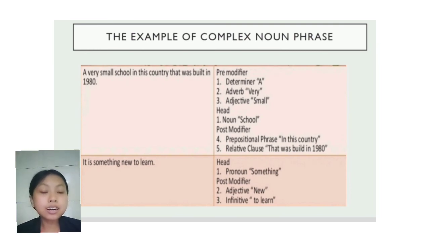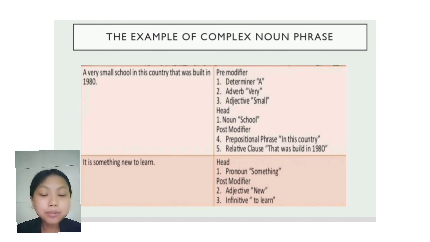And for the next part, here are some examples of complex noun phrases. The first one is a very small school in this country that was built in 1980. So this sentence consists of pre-modifier, head, and post-modifier. For the pre-modifier, there is the determiner, which is a, the adverb, which is very, and an adjective, which is small. And then the head is a noun in this sentence, which is school. And for the post-modifier there are a prepositional phrase and a relative clause. The prepositional phrase is in this country, and the relative clause is that was built in 1980.